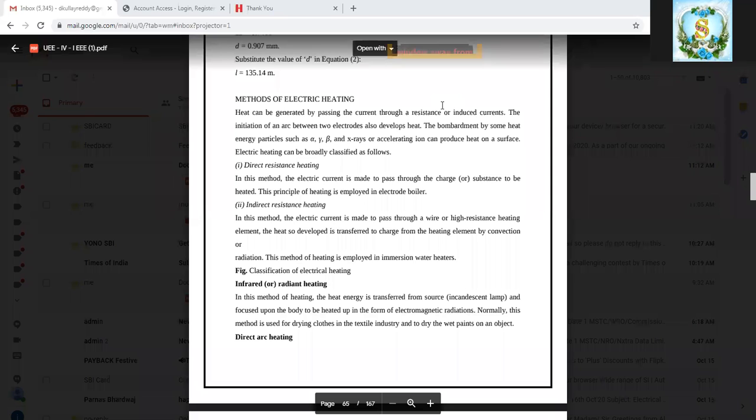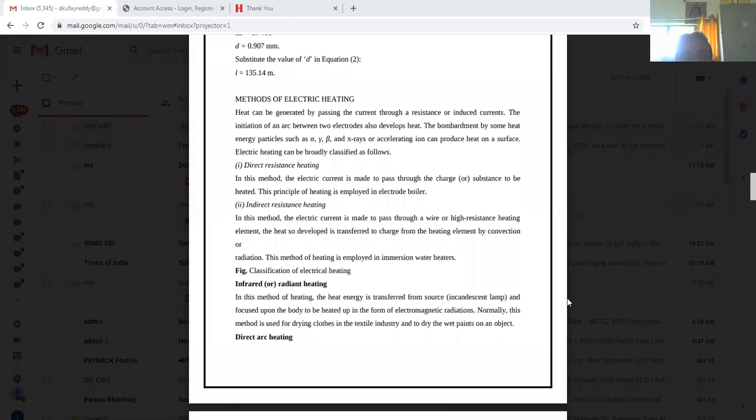Good afternoon, sir. Today we are discussing methods of electric heating. Different methods are there to heat any material, depending on the functionality. The methods are direct resistance heating and indirect resistance heating. Generally, based on that, what is direct resistance heating? What is indirect resistance heating?